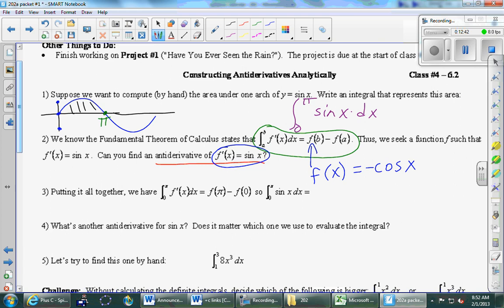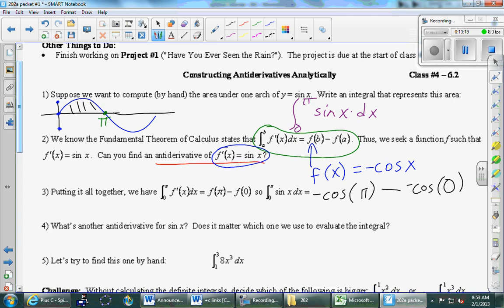So we'll come down here to number 3. Putting it all together, we've got this integral from 0 to pi of f of x dx is definitely f of pi minus f of 0. That's our fundamental theorem. So the integral from 0 to pi of sine of x is definitely, so what do we get when we plug pi into our antiderivative? Well, I'm just going to write negative cosine of, which number goes first, the 0 or the pi? The pi. Minus, because that's part of the formula, negative cosine of 0.